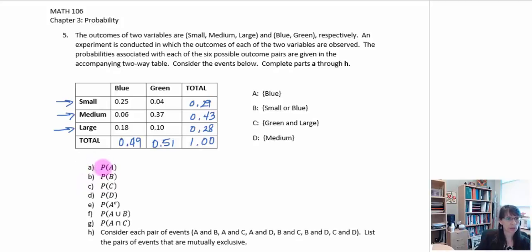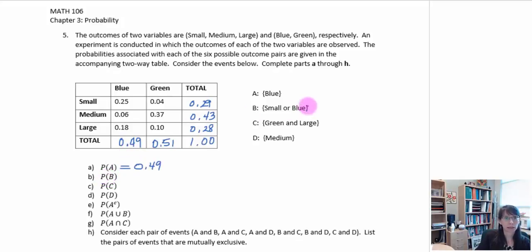Part A is talking about the probability of event A occurring. Event A means blue has occurred. So we're going to look at the two-way table, and I'll erase those arrows. For event blue to occur, that means 0.25, 0.06, and 0.18 need to be added, and we've already found 0.49.